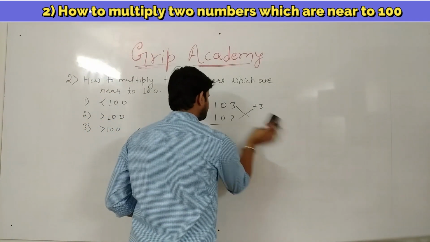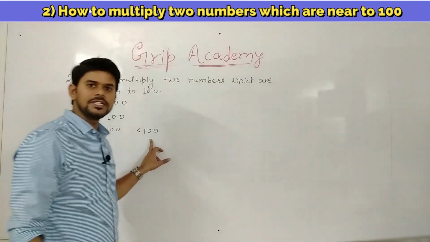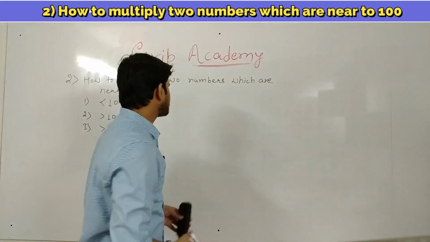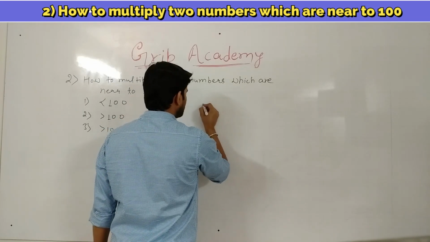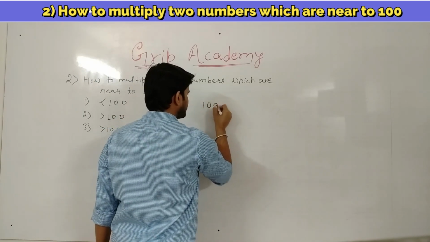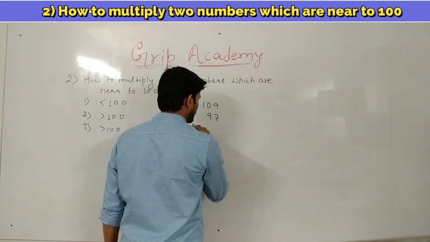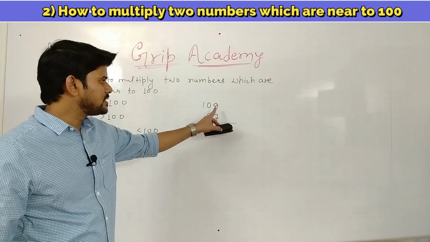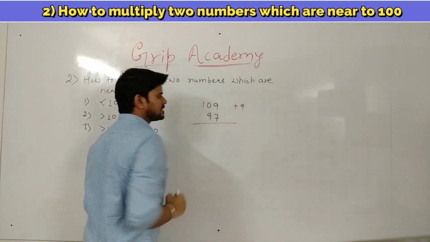Okay, so let's come to the third condition. So third condition is one number is greater than 100 and another number is lesser than 100. Okay, so let's take one example. Let's take one number greater than 100, consider 109, and one number lesser than 100, consider 97. So how much is it greater than 100? 9. So we'll write plus 9. How much is it lesser than 100? 3.